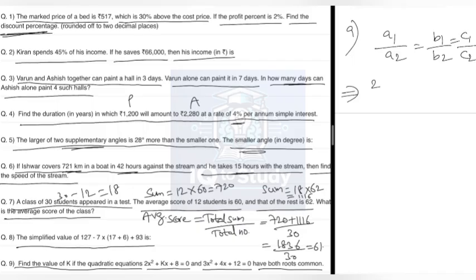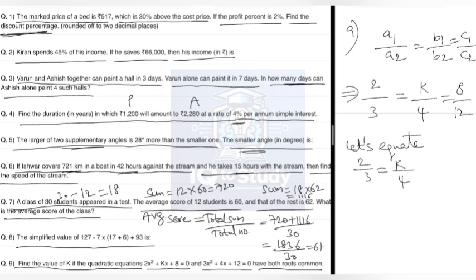Here a1 is 2 and a2 is 3. Similarly, b1 is k and b2 is 4. And in the same way, c1 is 8 and c2 is 12. Let's equate 2 by 3 is equal to k by 4, which means k is equal to 8 by 3.